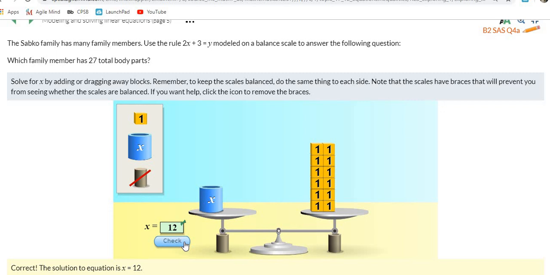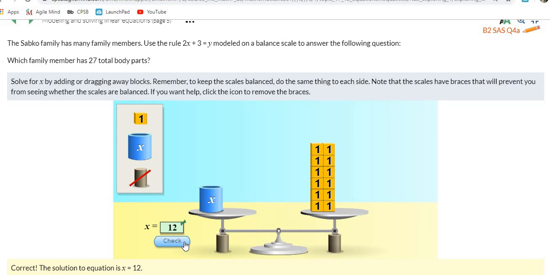Okay. So A says, which family member has 27 body parts? Family member 12 has 27 body parts. Okay, B says, can there be a family member with an even number of body parts? Look at the table. Have we found any family member with an even number of body parts so far? No, we have not found any family member with even body parts. Could we have a family member with even body parts?